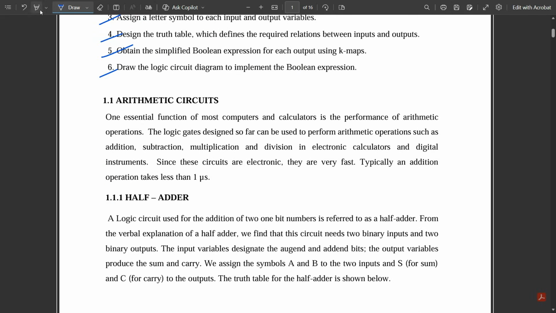So, about arithmetic circuits, what do we mean by arithmetic circuits? Let us see here. One essential function of most computers and calculators is the performance of arithmetic operations. The logic gates designed so far can be used to perform arithmetic operations such as addition, subtraction, multiplication, and division in electronic calculators and digital instruments. Since these circuits are electronic, they are very fast. Typically, an addition operation takes less than 1 microsecond. So this is all about arithmetic circuits.